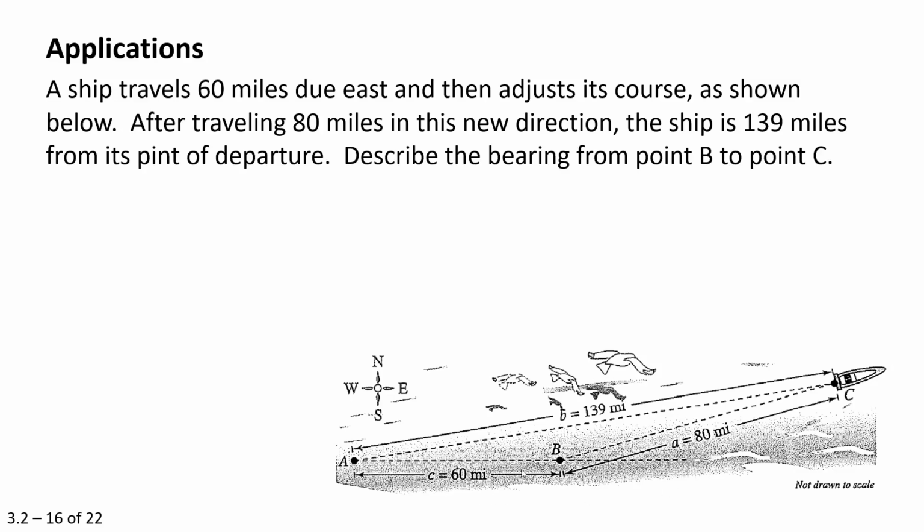What information do we have? We have all three sides. We don't have any angles. We need to use the law of cosines. So we're making use of this one because we want to solve for angle B. So we're going to have to solve this for the cosine of B.